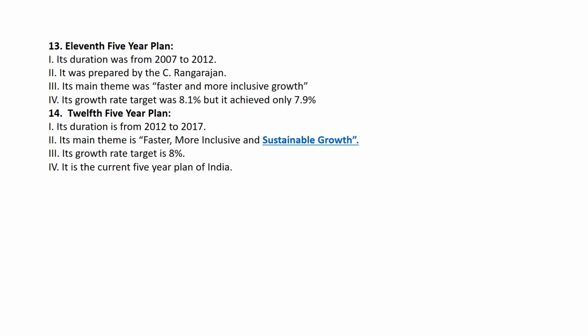Let's discuss the 11th 5-year plan. Its duration was from 2007 to 2012. It was prepared by C. Rangarajan. Its main theme was faster and more inclusive growth. Its growth rate target was 8.1%, but it only achieved 7.9%.